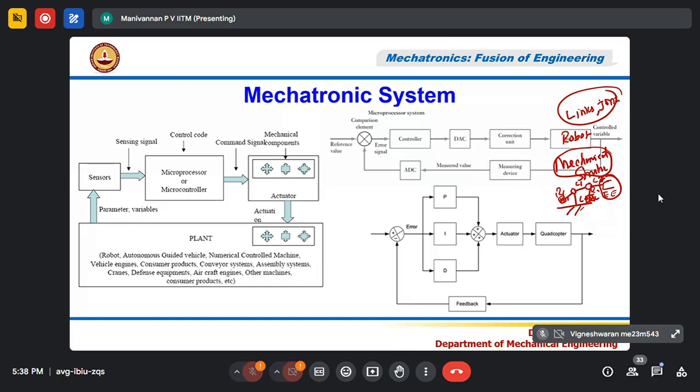There are two actuators, correct? So that's what I said. I have a mechanical structure robot made of links and joints. It cannot do any work. It's just a mechanical structure. It can carry load, but it cannot do any work. If I want to do work, I have to attach an actuator. That is called a correction unit.